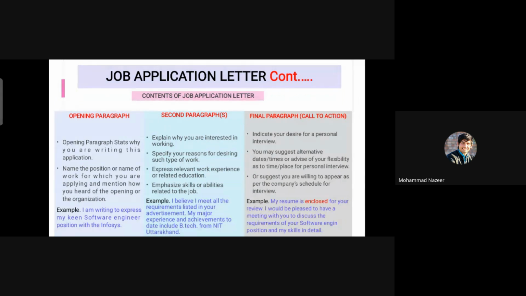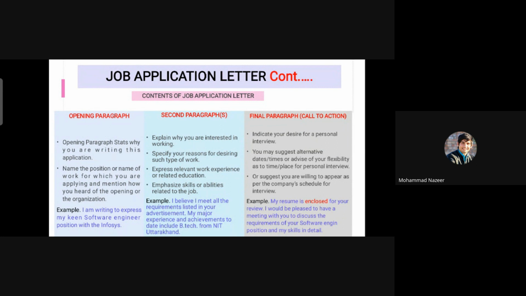So this is again what they are talking about: the contents of the job application letter, where I mentioned that the first should be the opening paragraph, the second paragraph should talk about your interest, and then the final paragraph. The example given here is, I am writing to express my keen interest in the software engineer position with Infosys. So the opening paragraph talks about your interest, that you want to become a software engineer, and which company you want to apply to, that is Infosys.